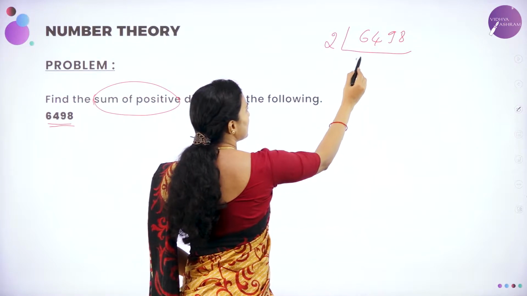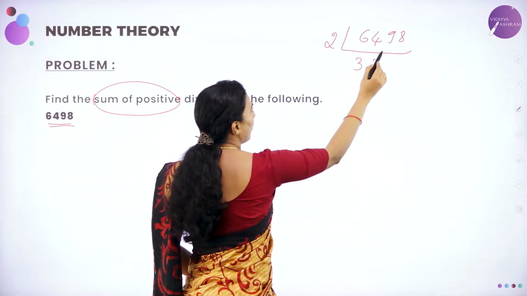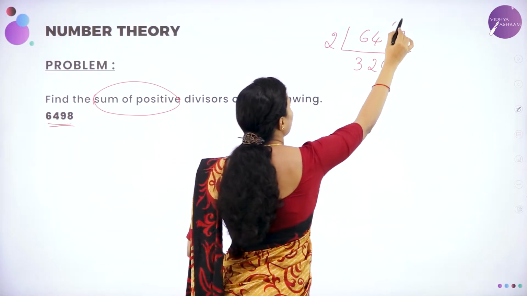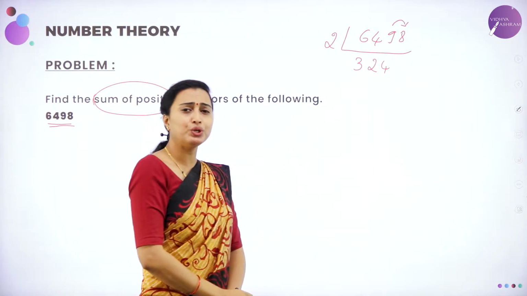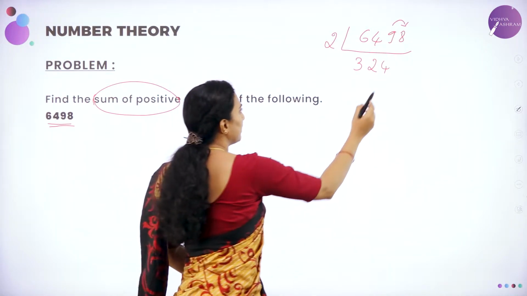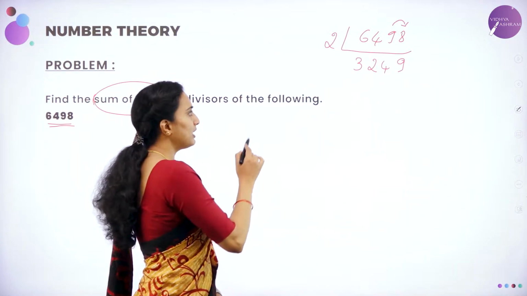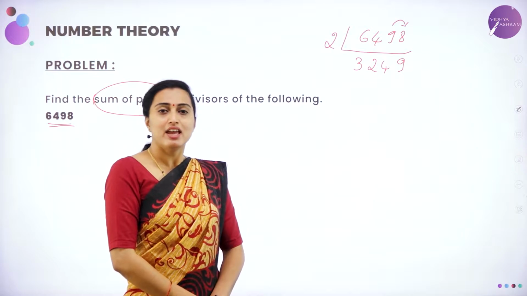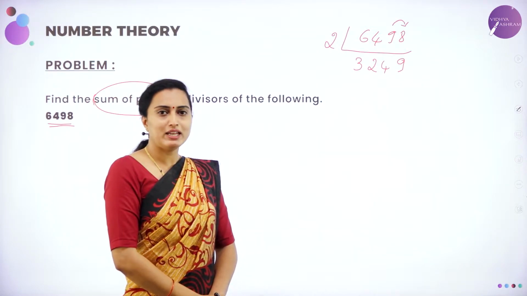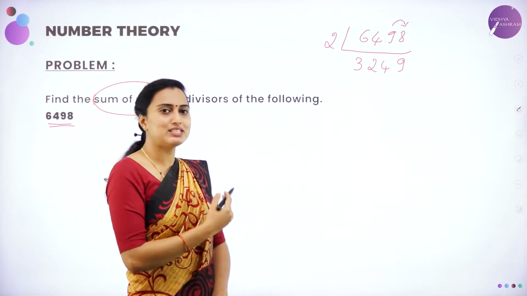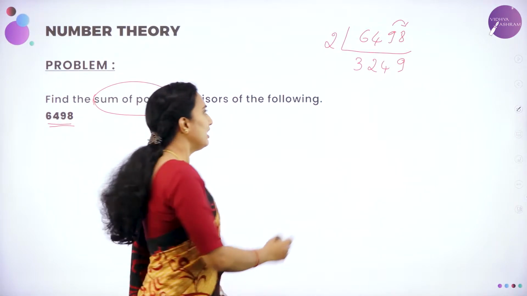So 2 3s are 6, 2 2s are 4, 2 4s are 8, 1 is carried over, and you have 18. 18 is 2 9s, isn't it? Now dear students, the number is ending with what? 9. 9 is not an even number, it is an odd number. So let us try with the odd prime, which is 3.